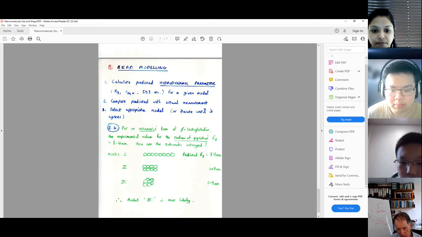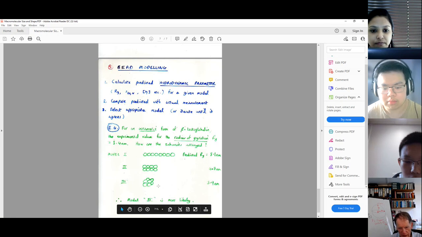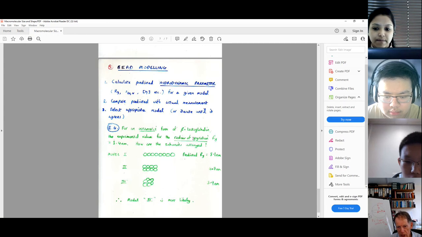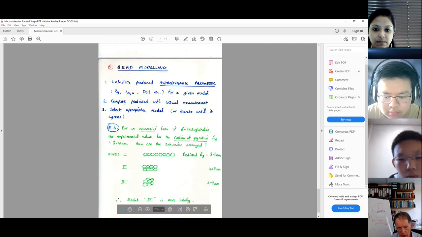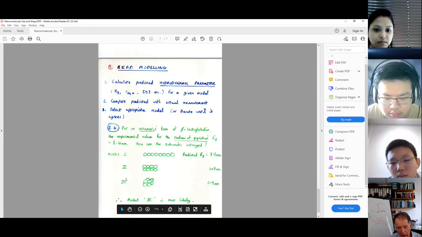So that linear structure will give a radius of gyration we get from X-ray scattering measurements of 8.1 nanometers. This planar structure gives a value of 4.7 nanometers, and this compact structure gives a value of 3.9 nanometers. The experimental value for the radius of gyration turns out to be 3.4 nanometers. So we choose which of these models fits closest to this value, and it turns out to be this compact model 3 is the most likely.